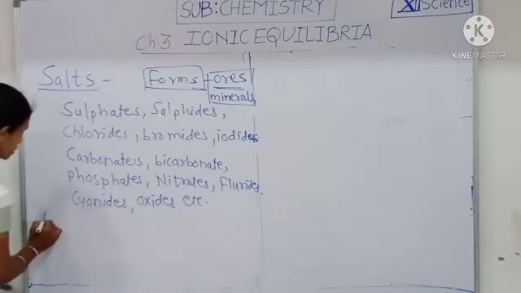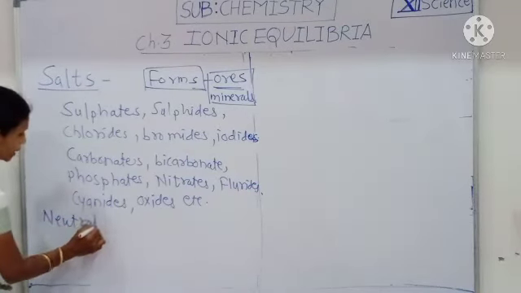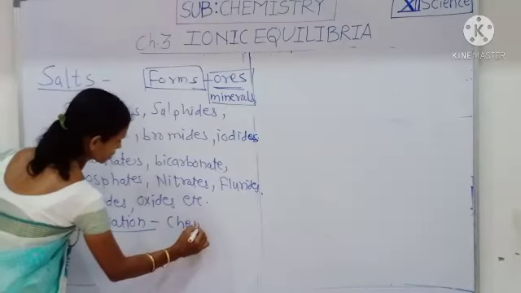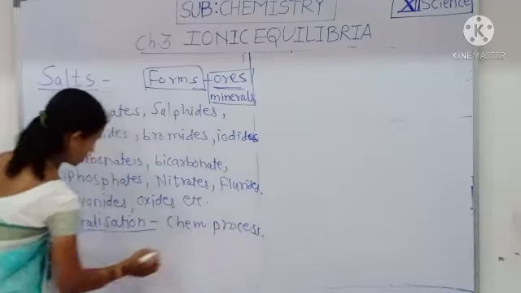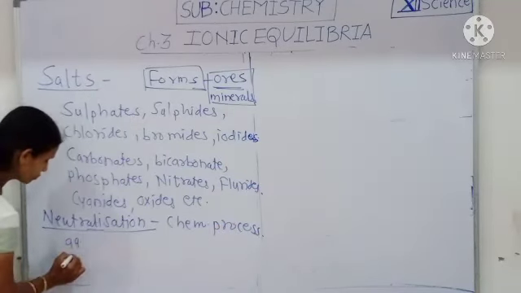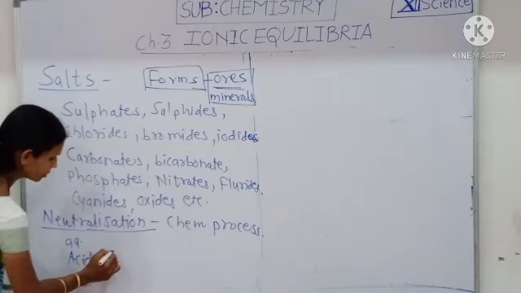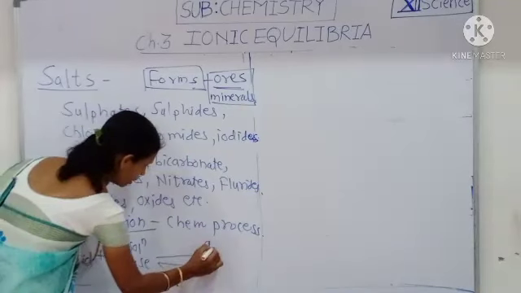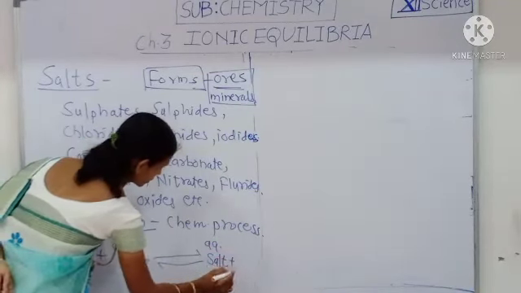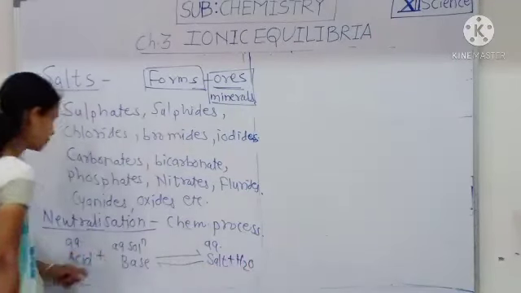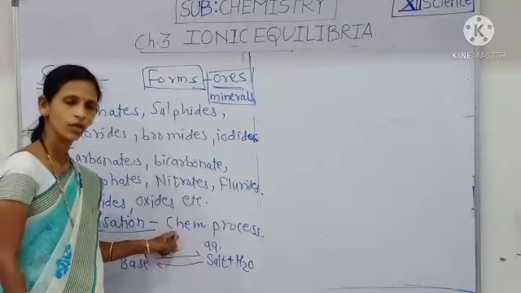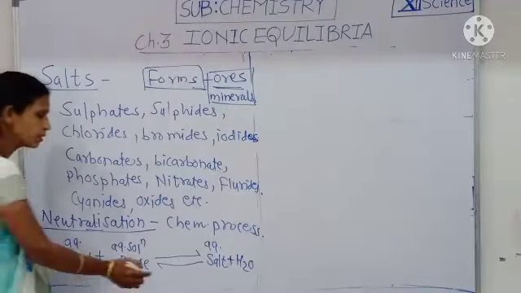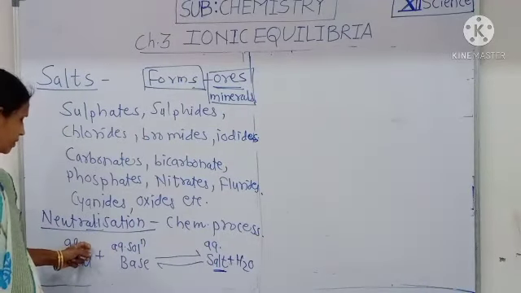The concept related to it, all of you have studied: neutralization. Neutralization is a chemical process in which an aqueous solution of acid combines with an aqueous solution of base, and it gives an aqueous solution of salt. That process is called neutralization. You have studied neutralization in the previous standard. So the salt formation takes place from acid and base.